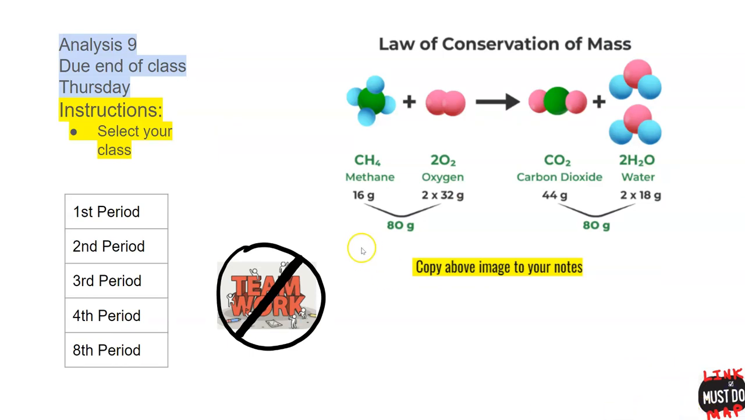Once students are done with that, we're going to do the law of conservation. We're going to add this image to our notes. You could choose to use color, but if not, then make sure you're able to distinguish the difference between the oxygen molecules and the methane molecules, along with the carbon dioxide and water. Once students have done that, they'll move on to the class period that they're in to do the Analysis 9.